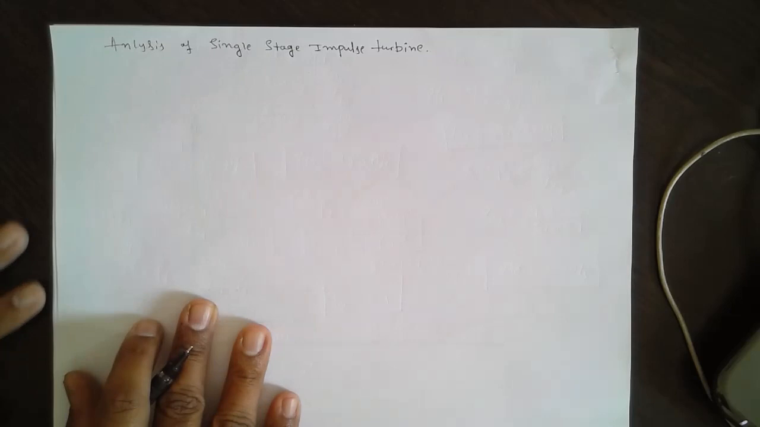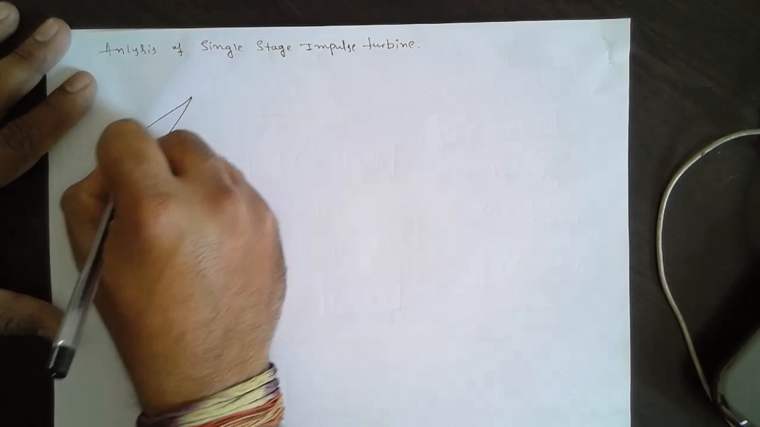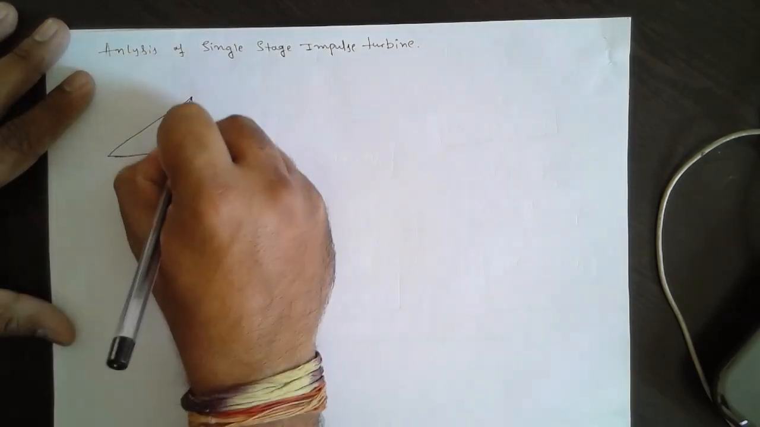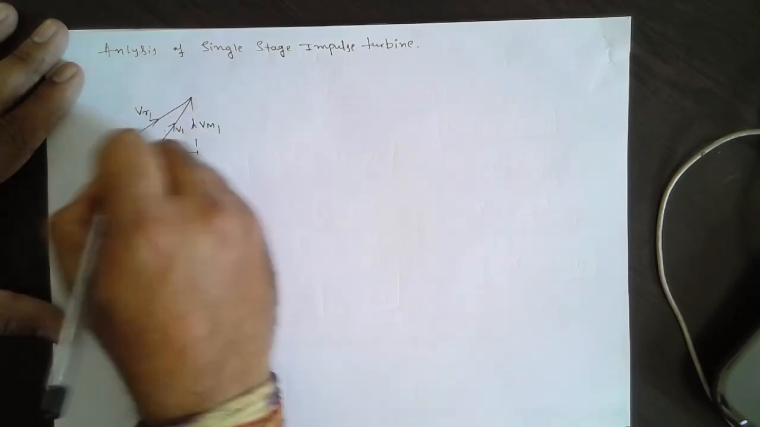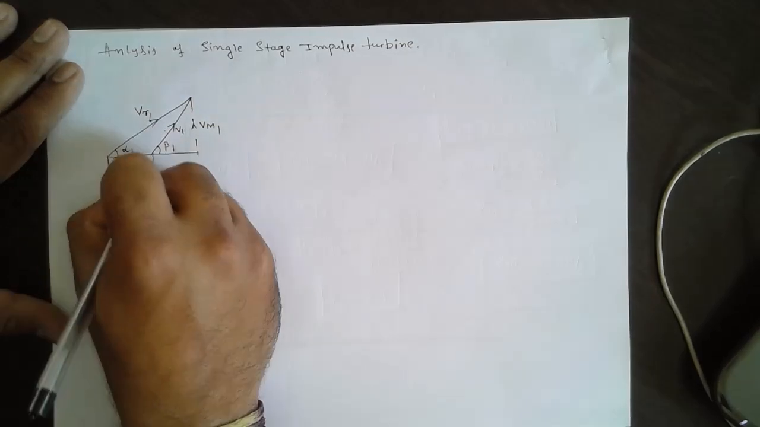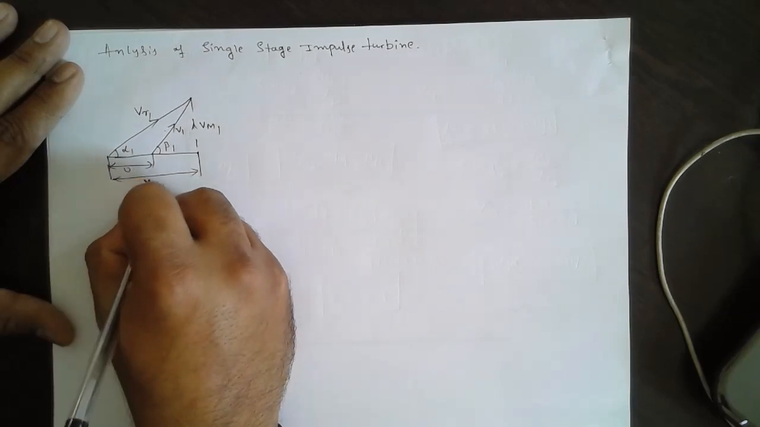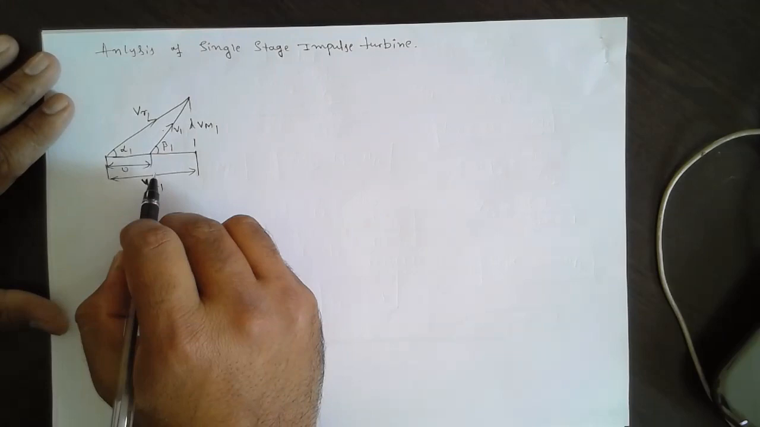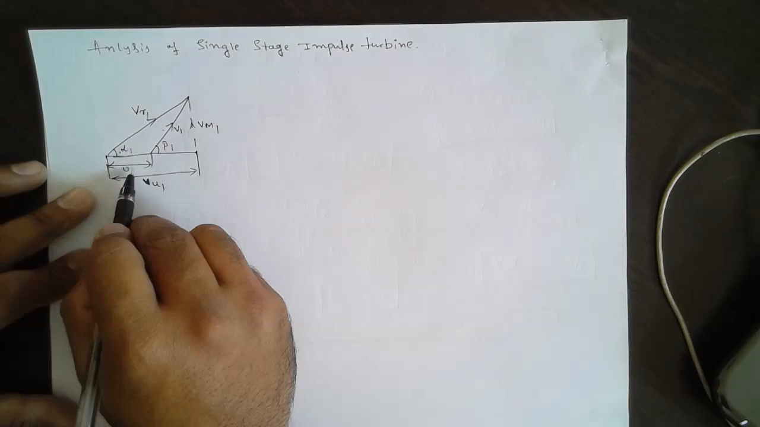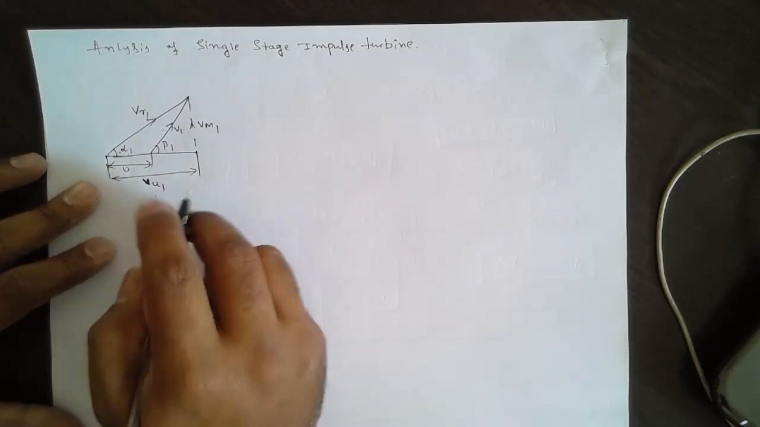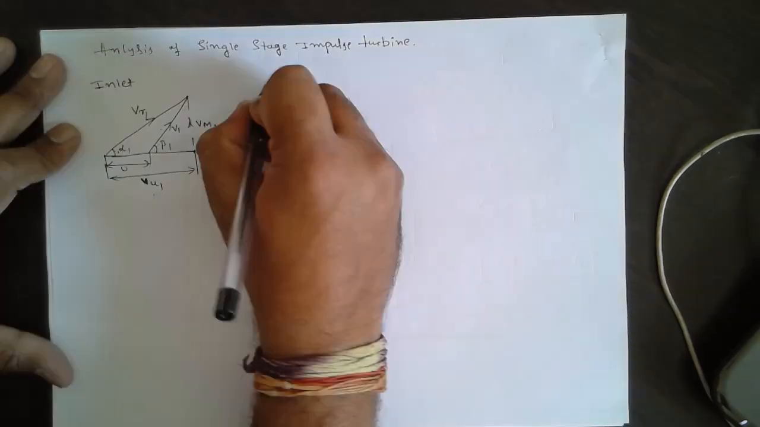For this, we know that we construct velocity triangles at the inlet and the outlet, with the absolute velocity and the relative velocity. The absolute velocity is V1, the relative velocity is VR1, the meridional velocity is VM1, with angles alpha 1 and beta 1, and U is the tangential speed, and VU1 is the tangential component of V1. Alpha 1 is the nozzle angle and beta 1 is the blade angle. The same way for the outlet.